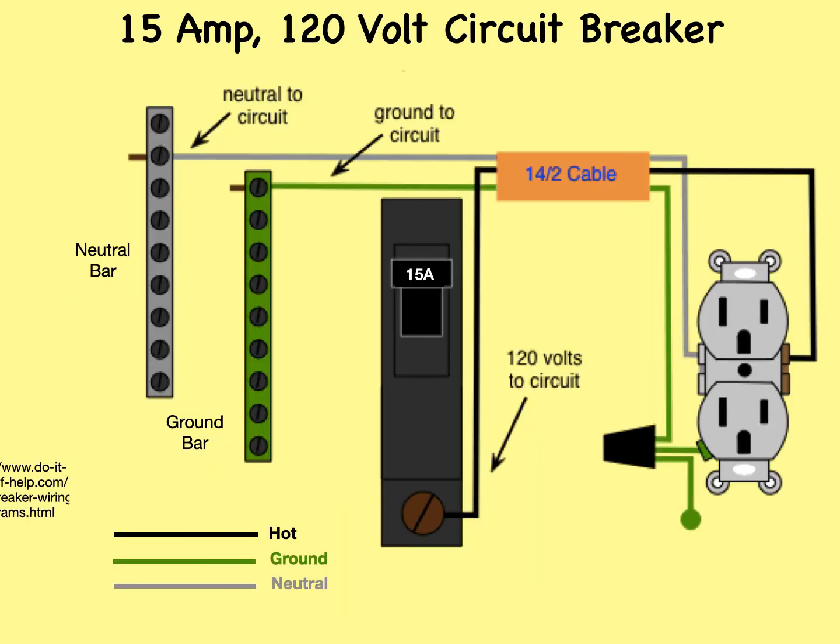This wiring diagram illustrates installing a 15 amp circuit breaker for a 120 volt branch circuit. The 14-2 cable for this circuit includes 2 conductors and 1 ground wire. A 15 amp circuit is usually used for wall receptacle outlets and light fixtures.